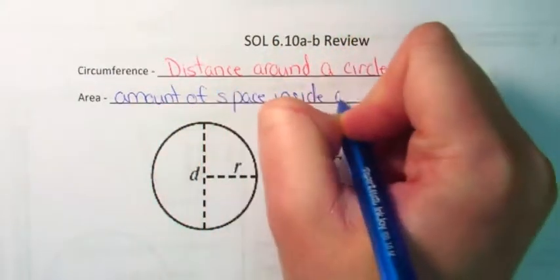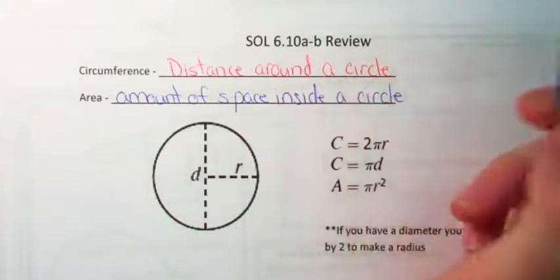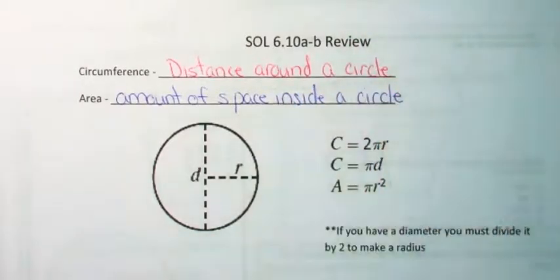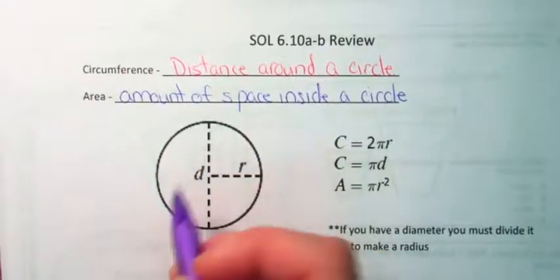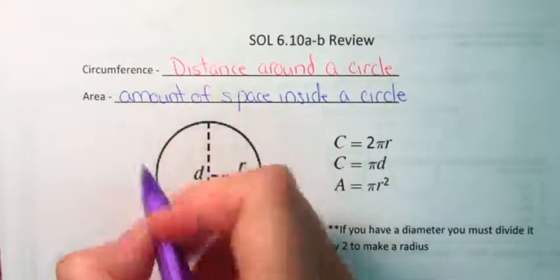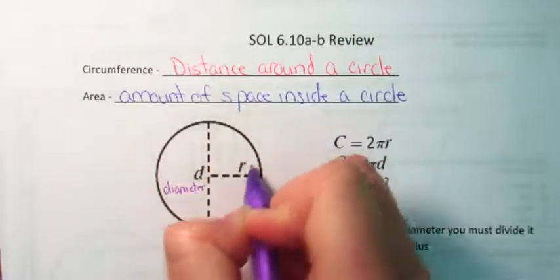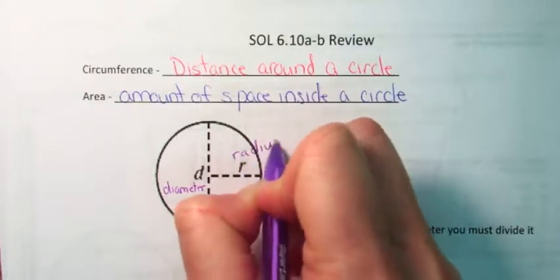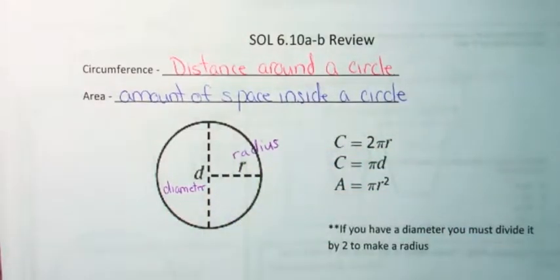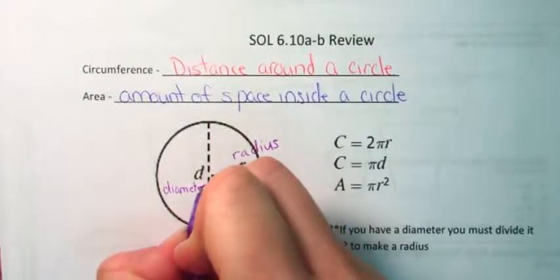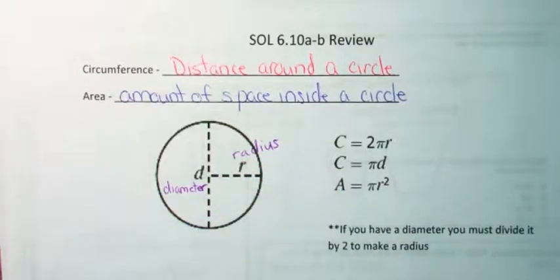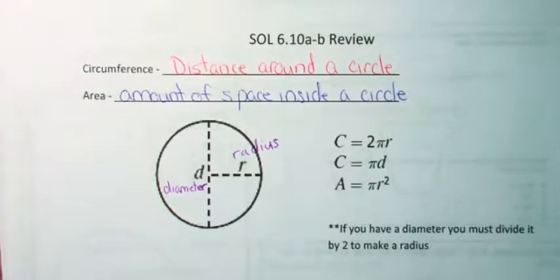Inside a circle. Well, really it's the amount of space inside any shape, but the one we're looking at right now is a circle. And there are two parts of the circle we need to make sure we remember. The D is the whole way across, and it is diameter. And R stands for radius, and it's halfway across the circle. So diameter and radius. Both of these are equally important because they're used in our formulas.